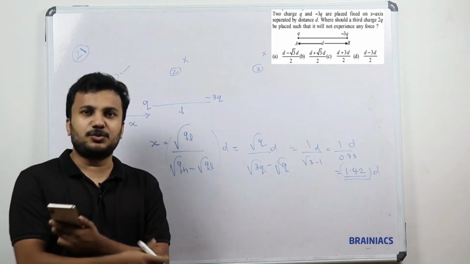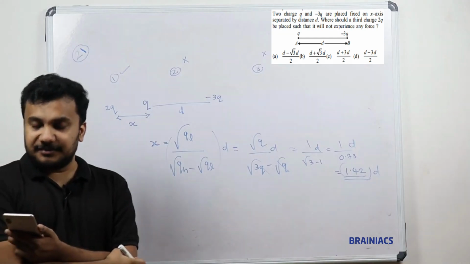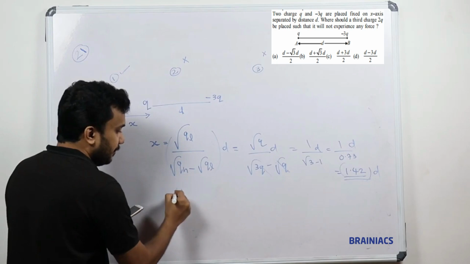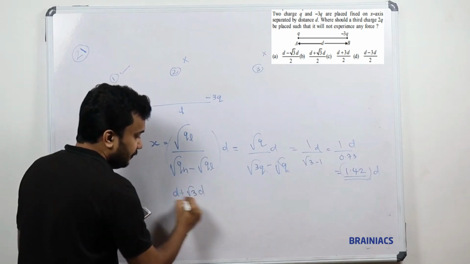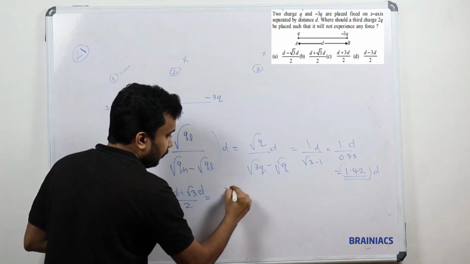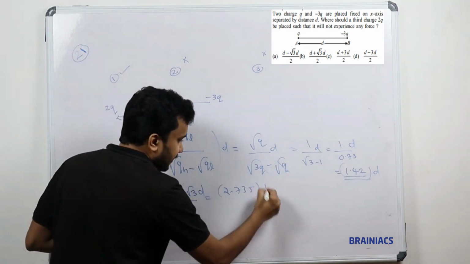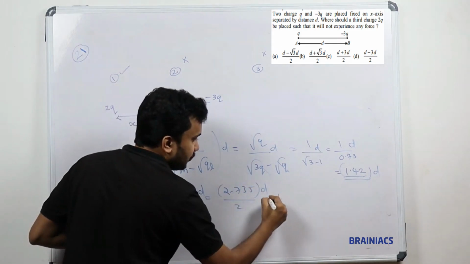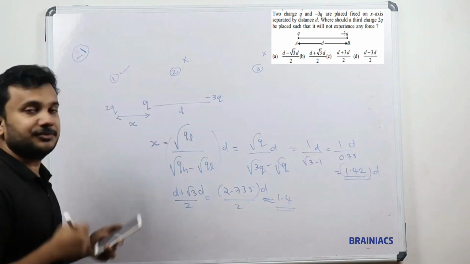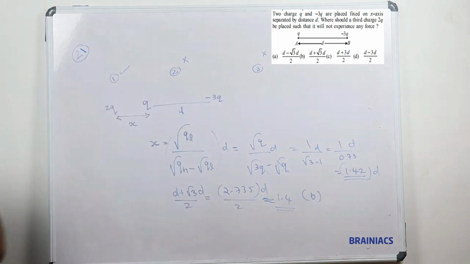If you take root 3 as 1.73, then 1 plus 1.73 divided by 2. In option B it is given as D plus root 3 times D divided by 2, which means 2.73 multiplied with D, whole divided by 2. If you solve this, you will get 1.4 here also. So what is the answer for this question? Option B is the right answer.